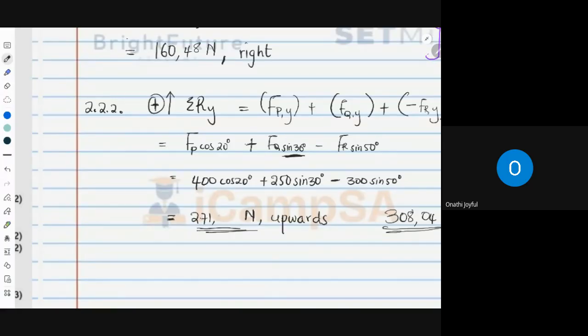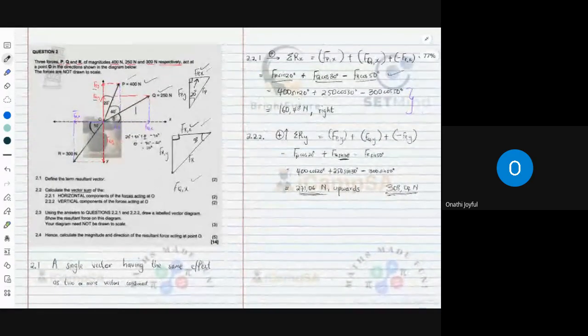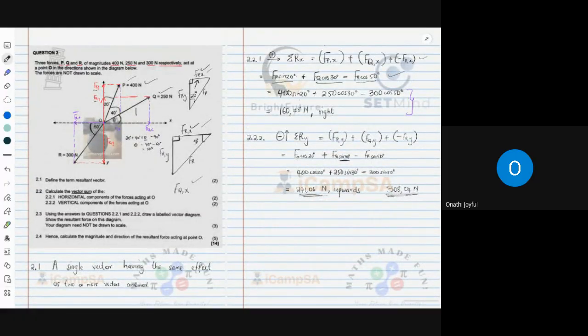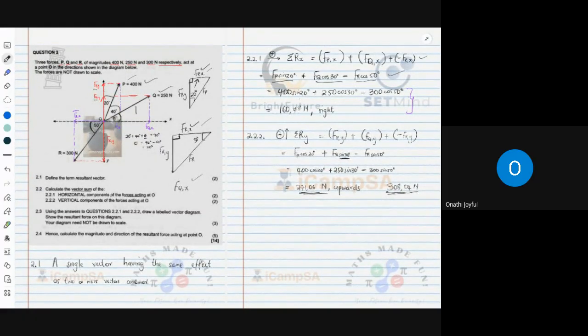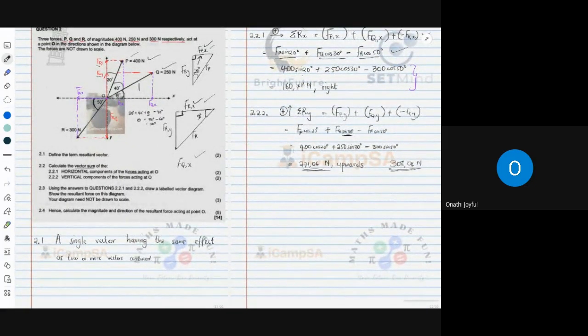Thank you for noticing that 0.6 newtons upwards. So now, let me double check to make sure we did everything right. For FPX, we should be saying sine, right? Sine 20. Okay. FQX should be cos. Okay. FRX should be cos. Yeah, everything checks out. So this is what we get.